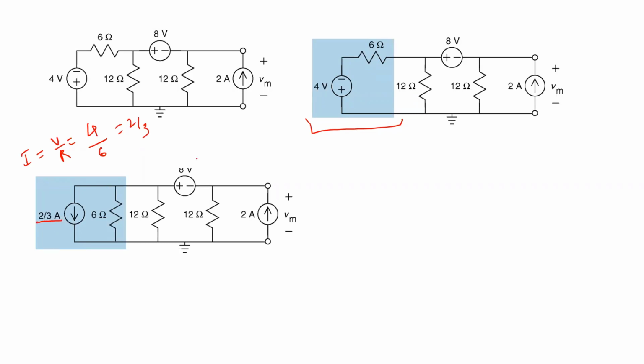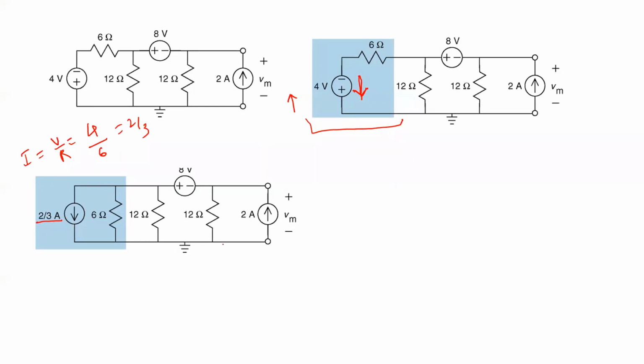Then what is the current direction? The current direction should be like this. It is leaving the positive terminal. After conversion, whether it is an upward direction or downward direction depends on the voltage polarity. Wherever positive is there, current should leave that point. That is said here. Right?